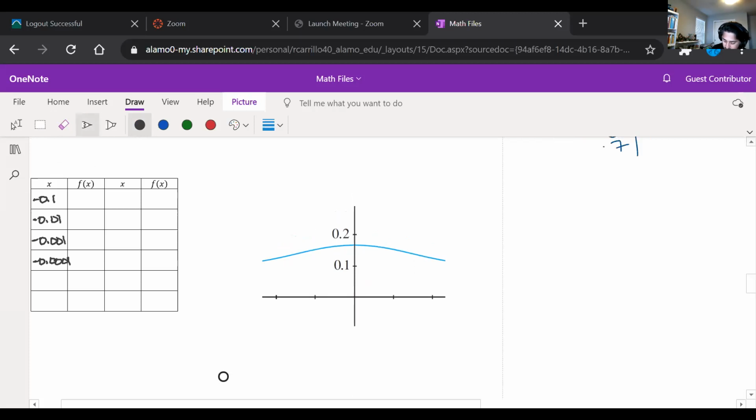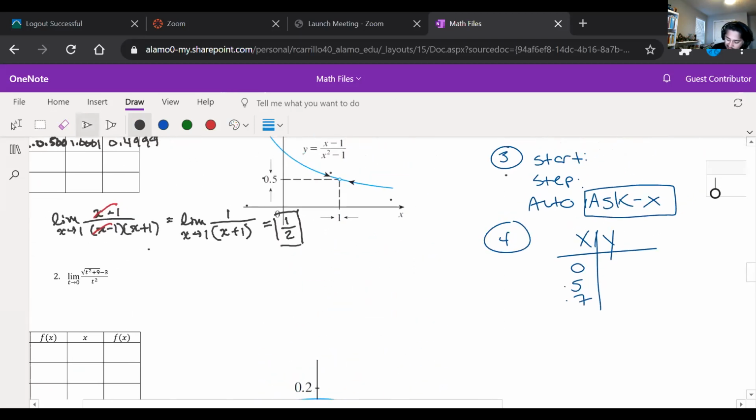What's the original function? Root of... all divided by x squared.